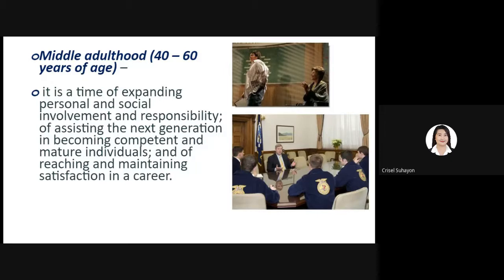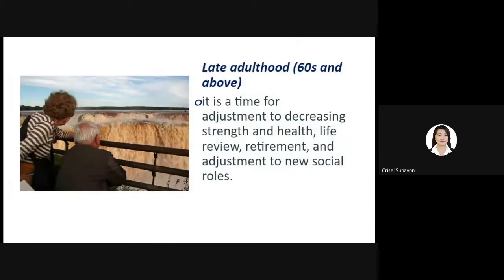And lastly, we have the late adulthood. It is the time for adjustment to decreasing strength and health, life review, retirement, and adjustment to new social roles. Kaning kumaabot diri sa late adulthood, 60 years old pataas, mao ni siya ang mga tao nga taas na kay wisdom. Wisdom because of the experiences nga ilang nakuha gikan pa atong bata pa sila hantod karon.